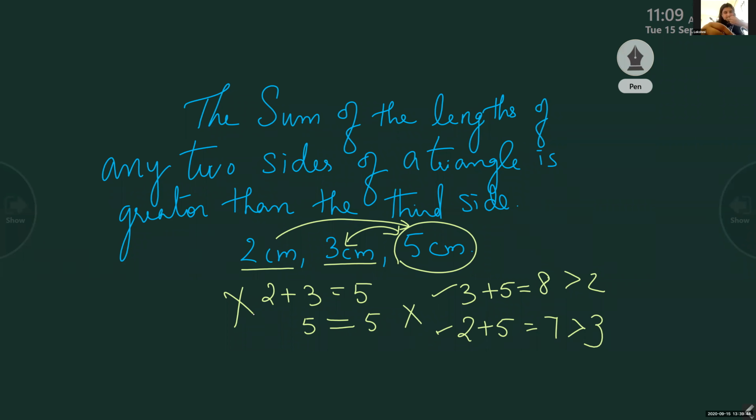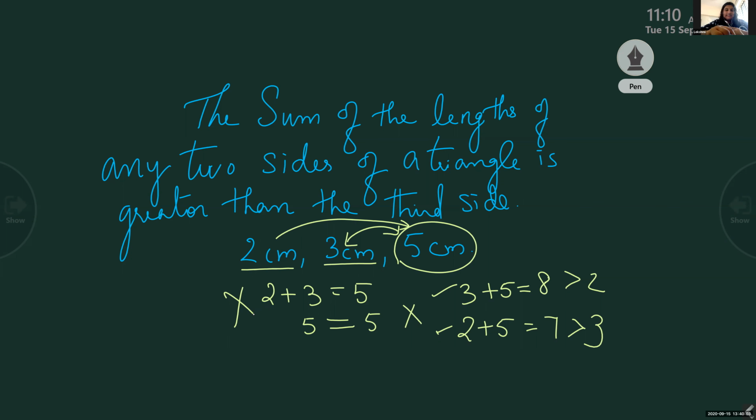So, we draw the triangle. When you add any two sides of the triangle and compare with the third side, that sum should be greater than the third side. Otherwise, you cannot draw a triangle.